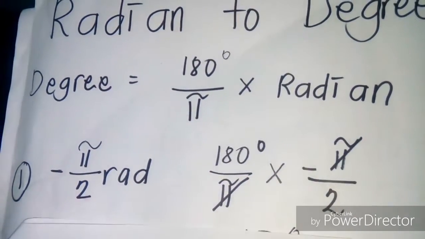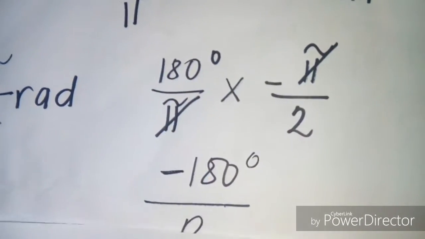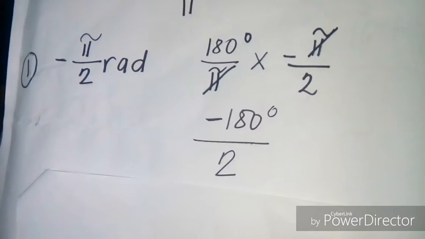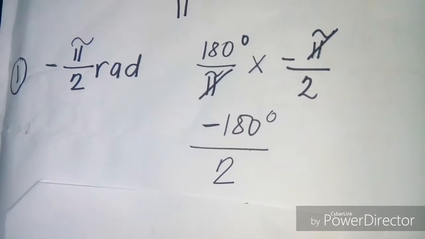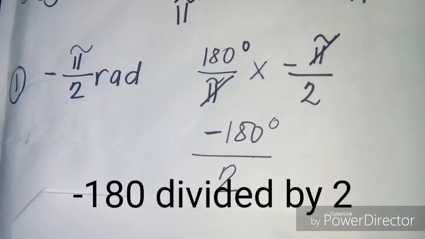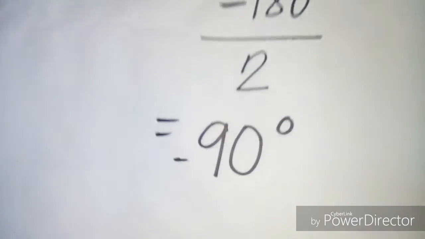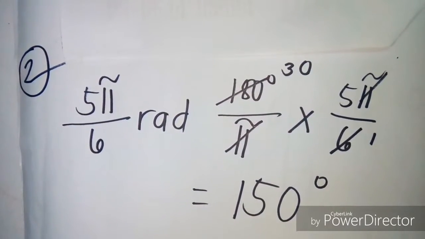Since pi is common, we're going to cancel it. 180 degrees times negative 1 equals negative 180 degrees. And 1 times 2 equals 2. Negative 180 degrees divided by 2 equals negative 90 degrees. So that's the answer. Next example.